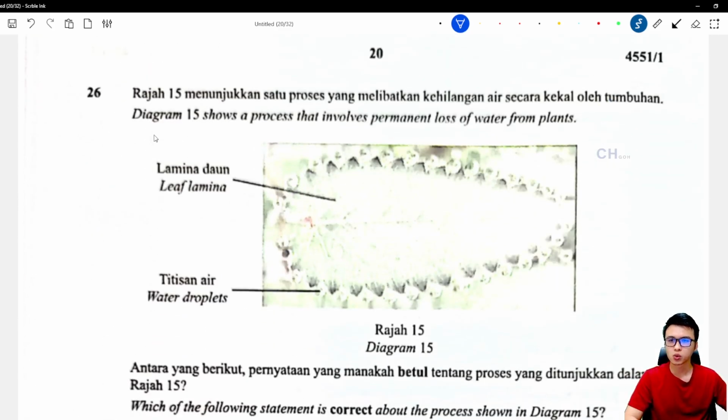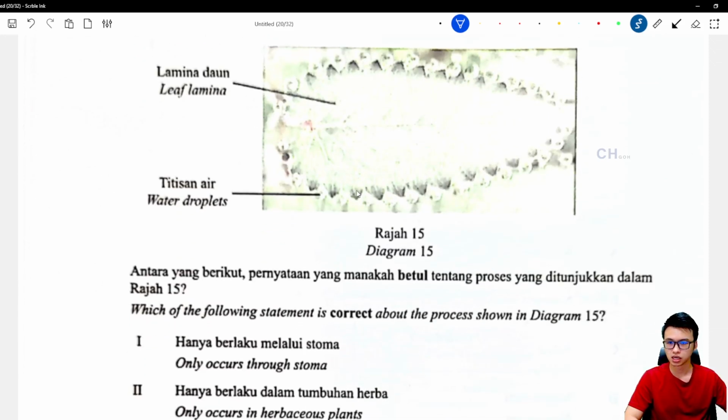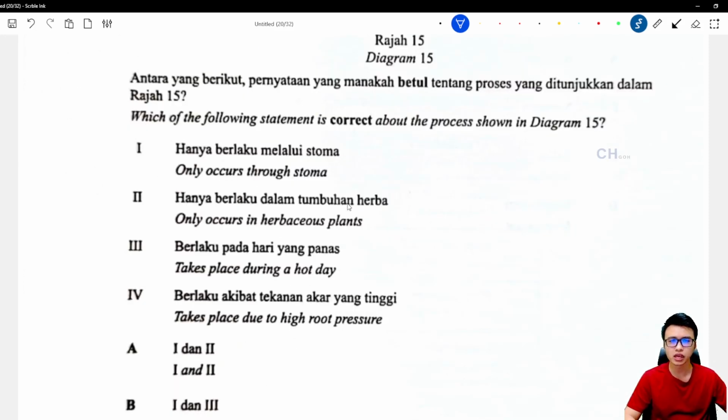Alright guys, let's continue. Question 26. Diagram 15 shows a process that involves permanent loss of water from the plants. The plant has the leaf lamina, and we have water droplets coming from the side of the leaf. So this process is called guttation. Okay, there are two conditions that a plant must fulfill in order to have this process or phenomenon occur.